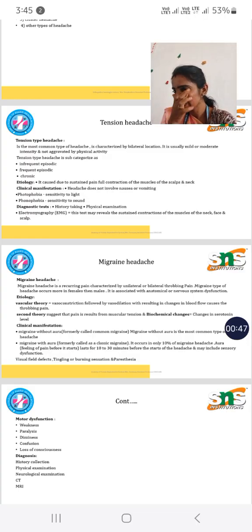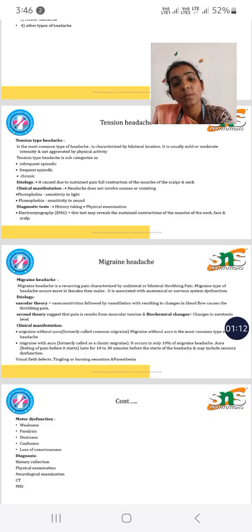The etiological cause is sustained painful contraction of the muscles of the scalp and neck. The clinical manifestation is headache, which does not involve nausea and vomiting. The main features are photophobia and phonophobia. Photophobia is sensitivity to light. The patient is not able to see bright objects during the pain time.